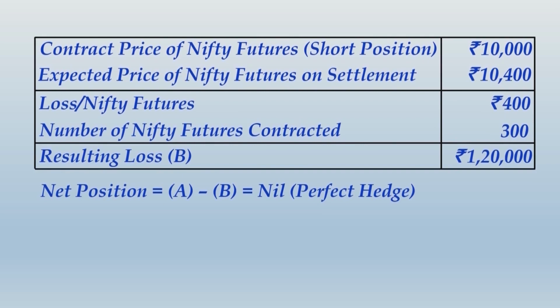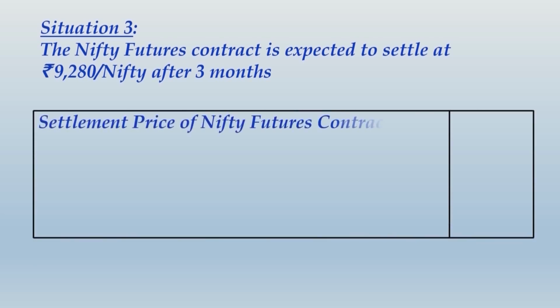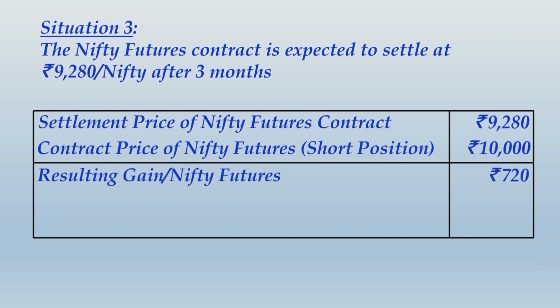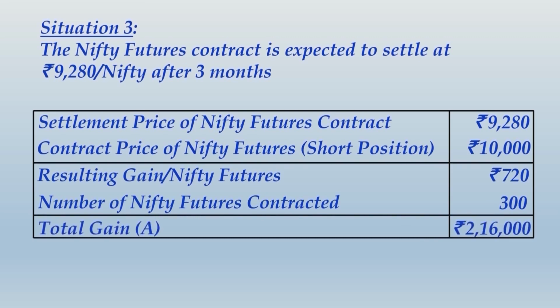Alright friends, let us move ahead with situation number 3. In situation number 3, one thing given differently is the expected Nifty futures price after 3 months, given to you as 9280. This is the expected price at which the investor believes that the Nifty futures will get settled, and therefore first we will this time determine the position in the Nifty futures contract. So the settlement price is 9280 and the contract price with short position is 10,000. So again, definitely the investor is going to make a gain through Nifty futures of rupees 720 per Nifty, and the number of Nifty futures that you have contracted is 300, and the total resulting gain is 2,16,000 rupees. Note down this much and then we move ahead.